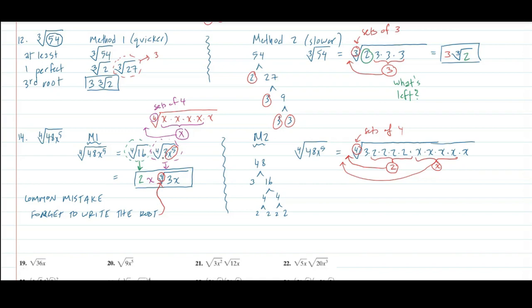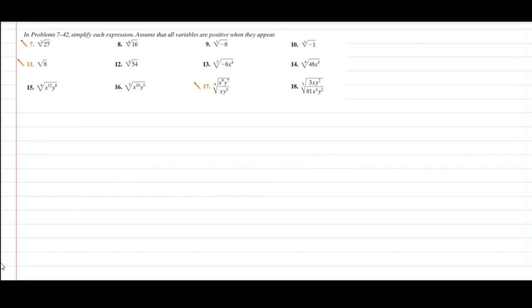And then you ask yourself, what's left over? I won't bother to write that piece now. So you'll have a 2 and an x outside, and a fourth root of whatever's left over. There is still a 3 that hasn't left, and there's still a single x that hasn't left, and therefore you write in that 3x right over here. Again, take a look at the answer on the left, take a look at the answer on the right. They are exactly the same answer. They just take different amounts of time to complete, as I said. All right, we're going to try a couple more here.